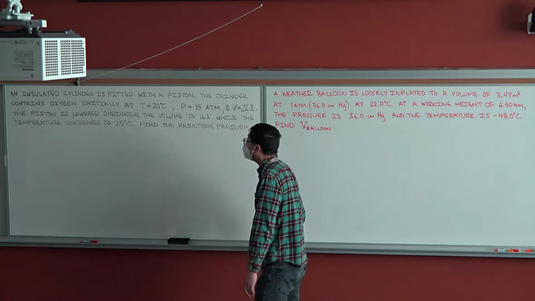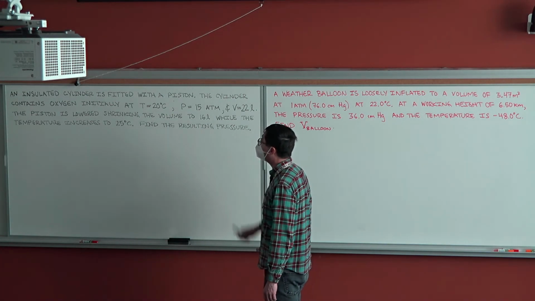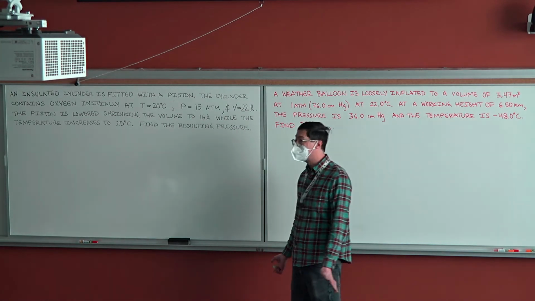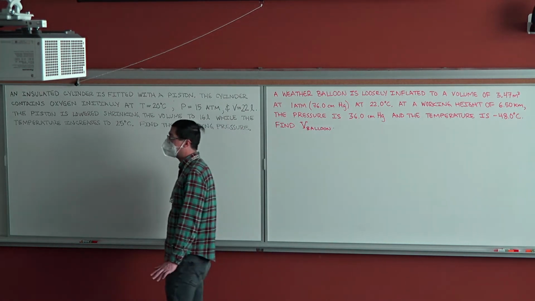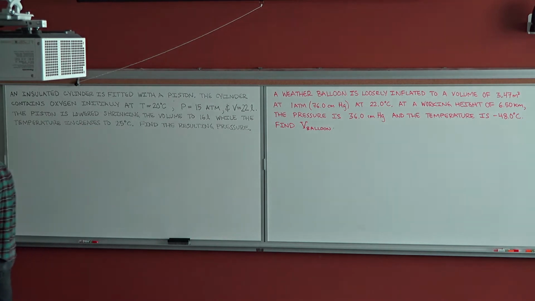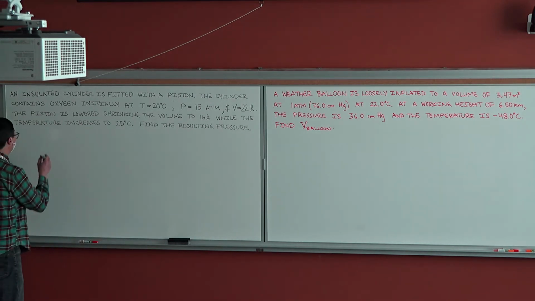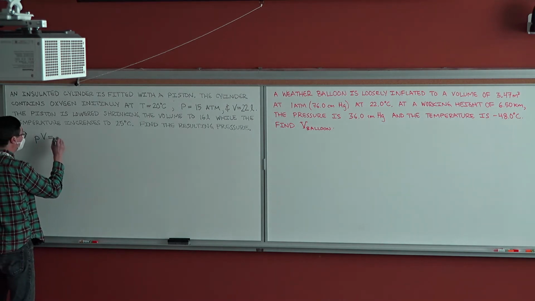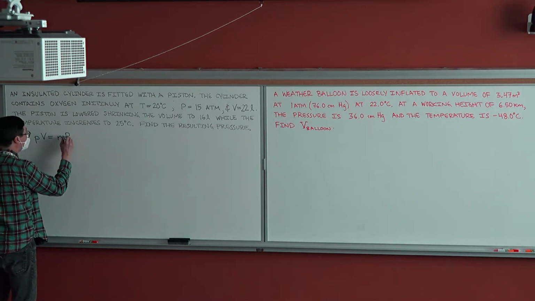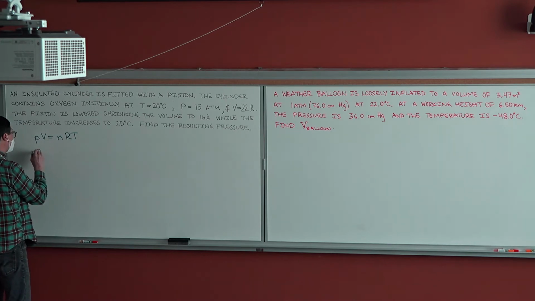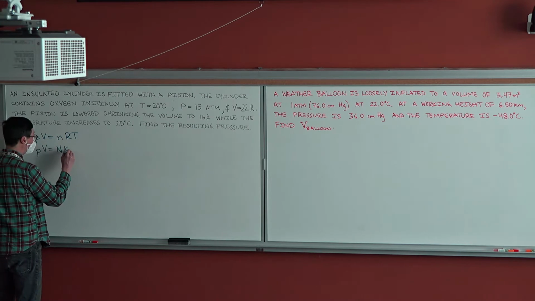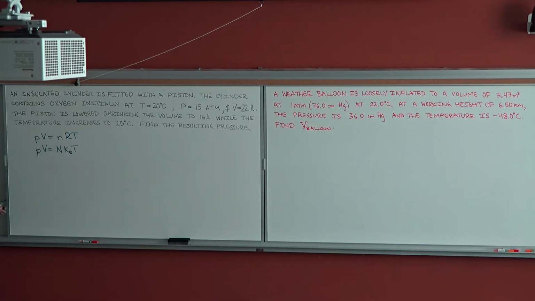All right, so let's start with, by the way, all of these problems are going to be variations on a theme. They're all going to involve PV equals nRT. So we have our ideal gas law, PV equals nRT, or we could also go with PV equals N kBT.